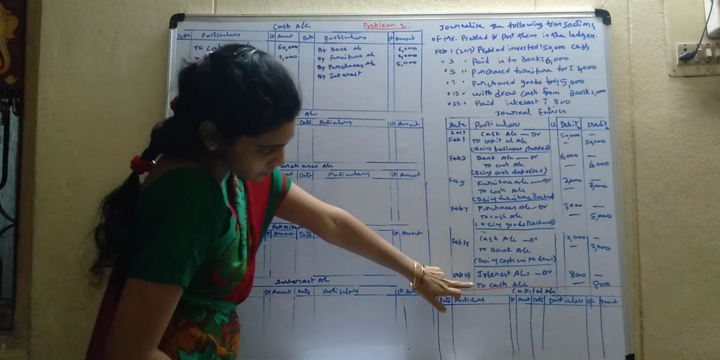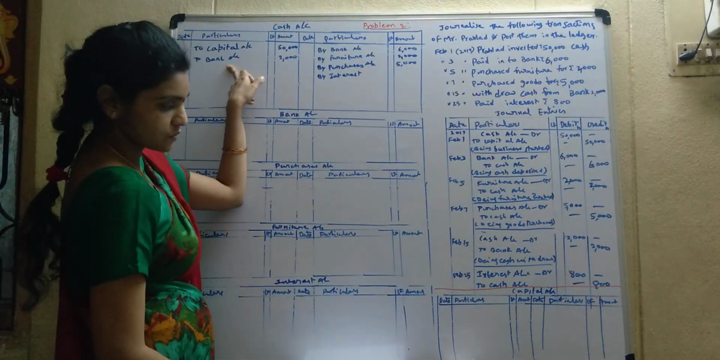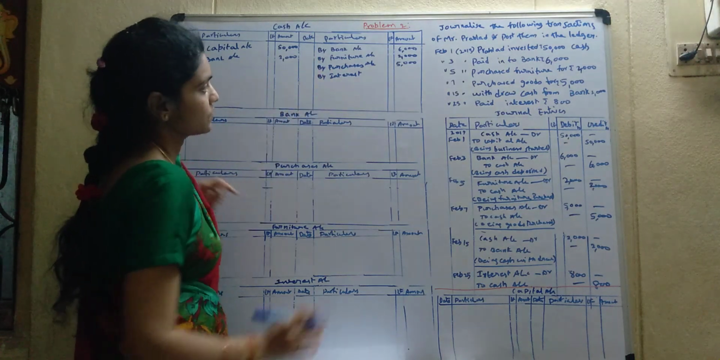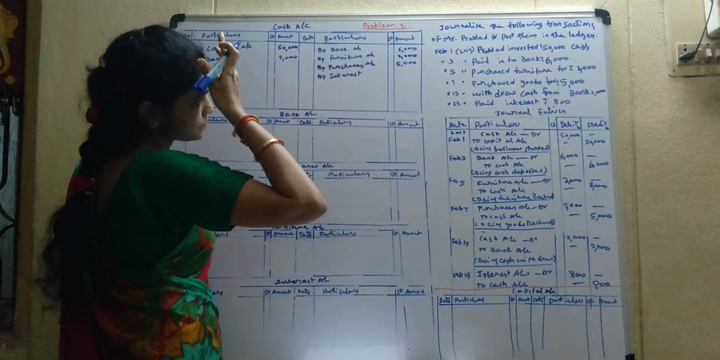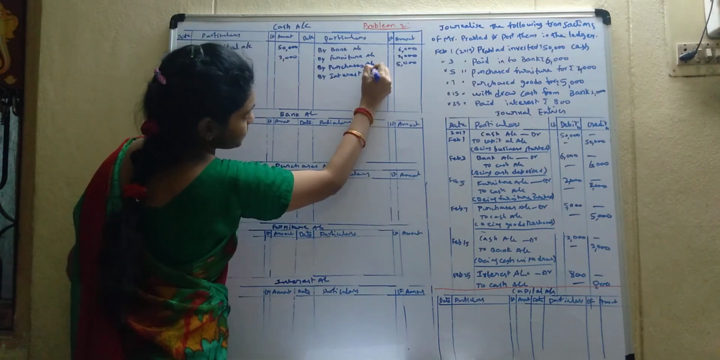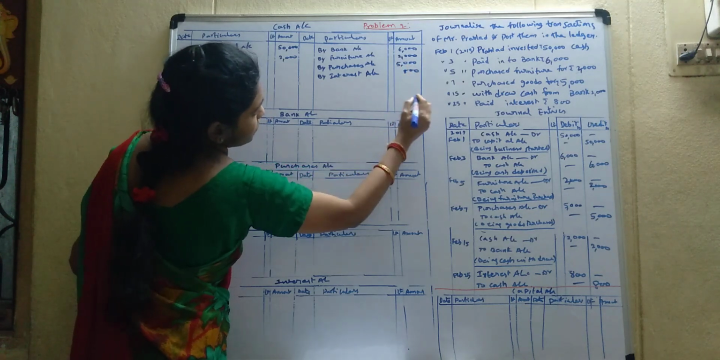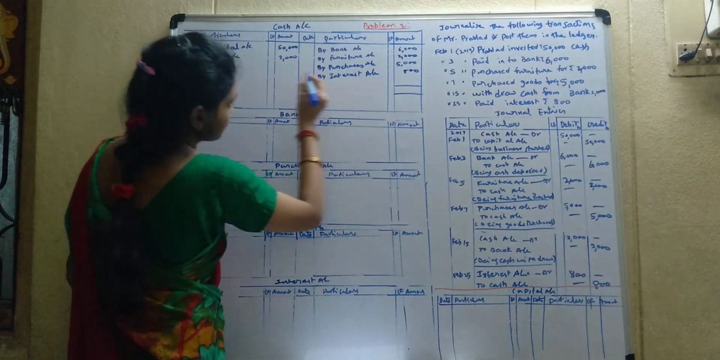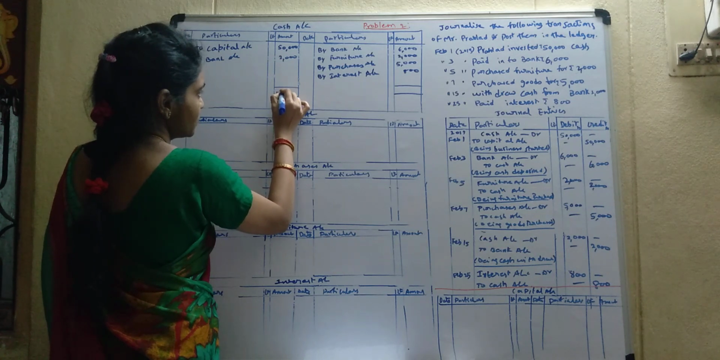Credit accounts you can recognize easily. In entries with 'to', it always comes on this side. For the credit side, we have to add 'By'. By debit accounts, interest account, 800. What's the total? 52,000.